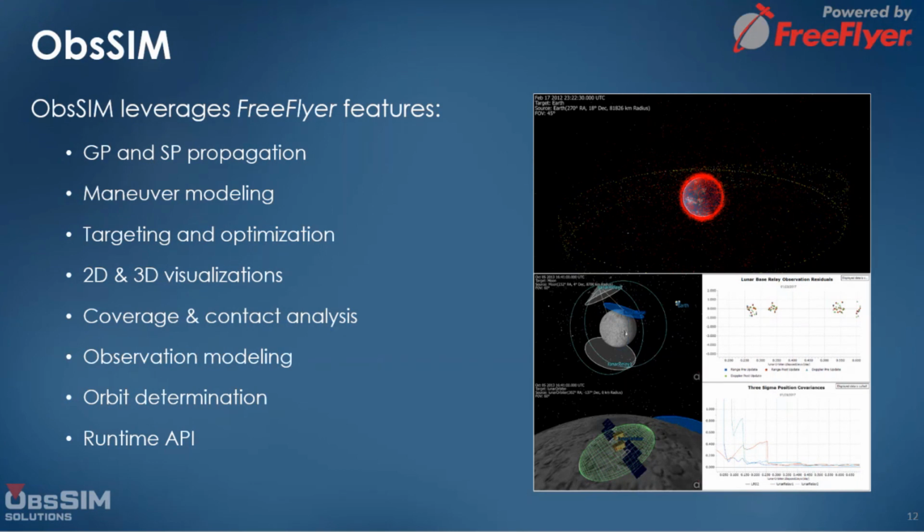And all of this is done through FreeFlyer's runtime API. So, as I said, it's automated. So everything is machine to machine. We can generate these events and simulate the observations without a human in the loop, all because FreeFlyer offers this API to accept inputs in and then pass data products out of its modeling. And so FreeFlyer really gives us a solid base of out-of-the-box astrodynamic tools on which we could build ObsSIM.